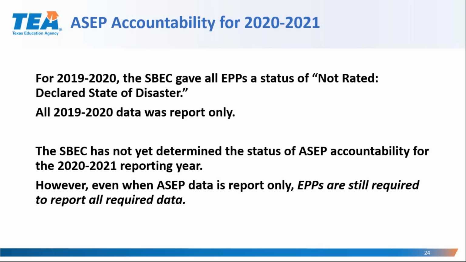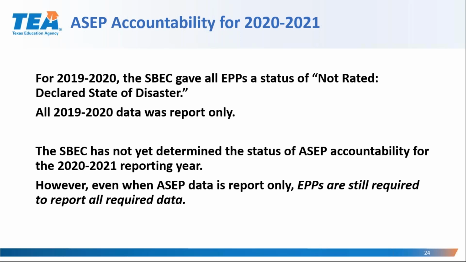TEA has received questions about accountability for the 2020-2021 reporting year, likely due to the COVID disruption that appears to be ongoing. As you recall, for 2019-2020, the State Board for Educator Certification, or SBEC, approved the status of not rated declared state of disaster, and data reporting was required, but it was designated a report-only year. The SBEC has not yet determined the status of accountability for the 2020-2021 reporting year.